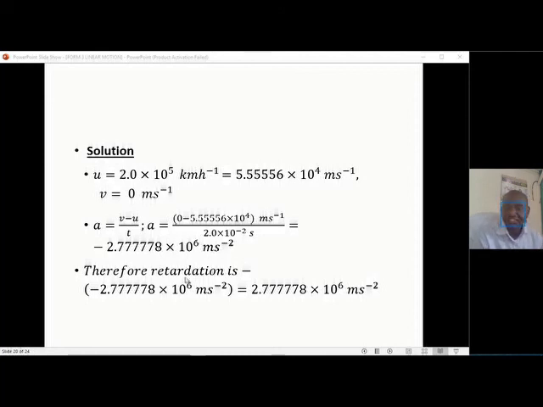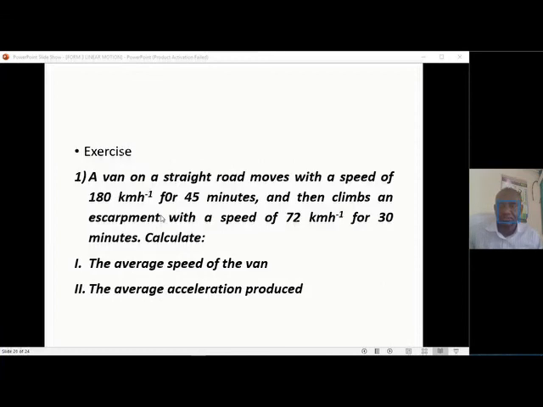Therefore, the retardation is negative. So when you say retardation, you say the answer as positive. But if you say acceleration, it should be negative. Retardation stands for negative value.